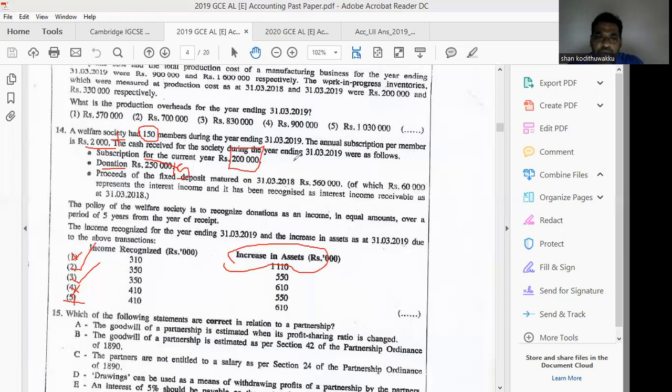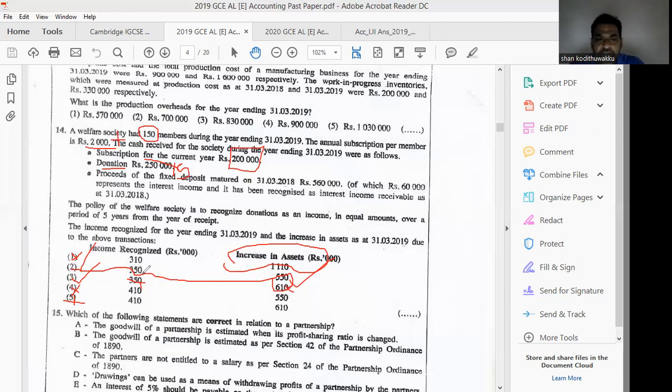Then for us to find the answer, increase in asset, we had to consider member P paid in arrears 100,000. Then subscription received 200,000, total 300,000. And donation is 250, totally 550,000. Then we have to select answer number 2, because from the income recognized we select second and third. As our increase in asset answer is 550, we have to reject the third one.